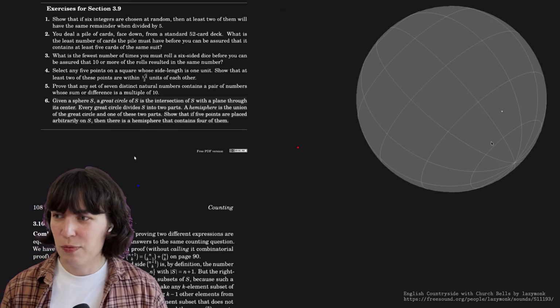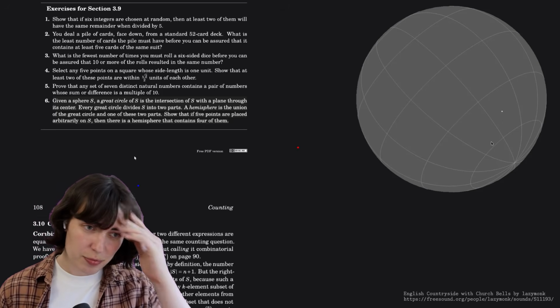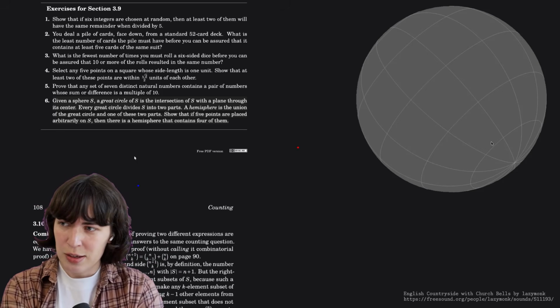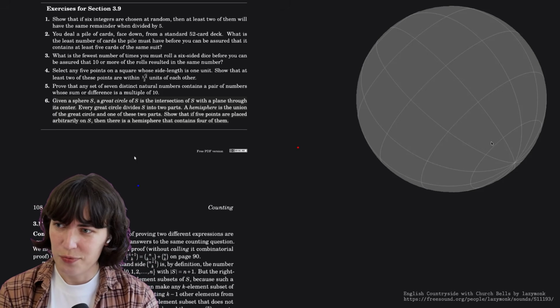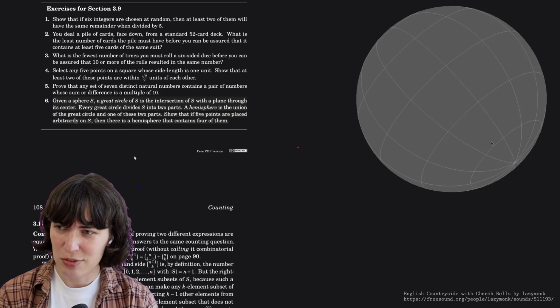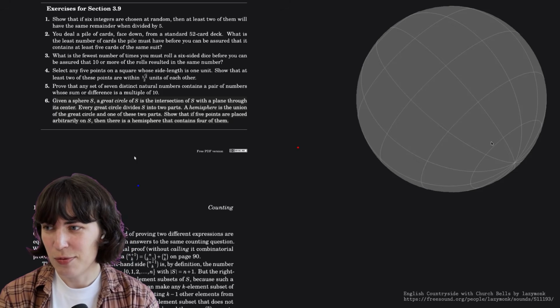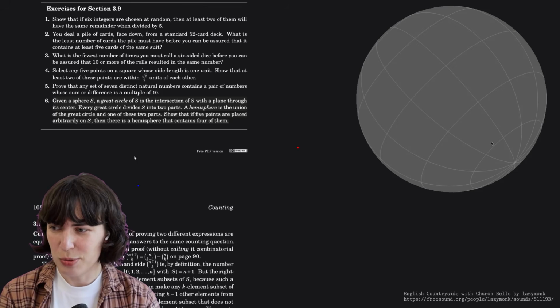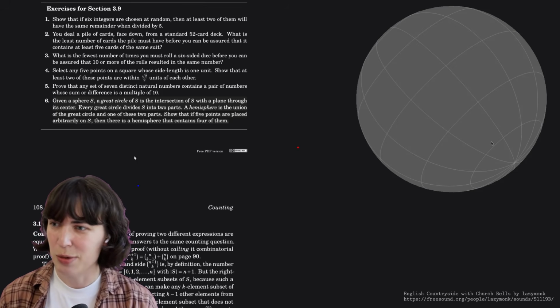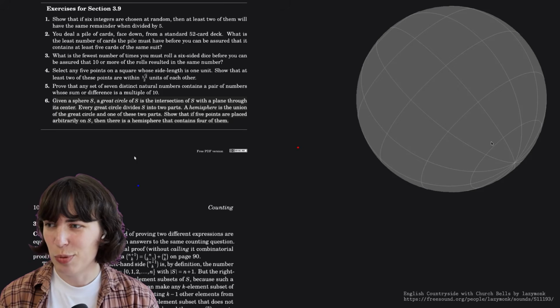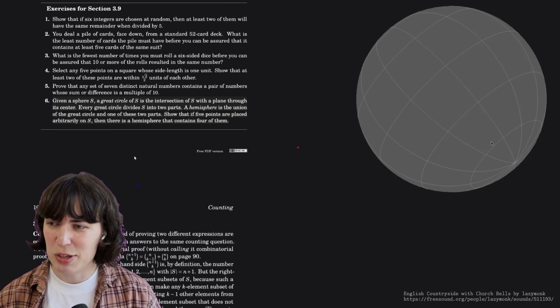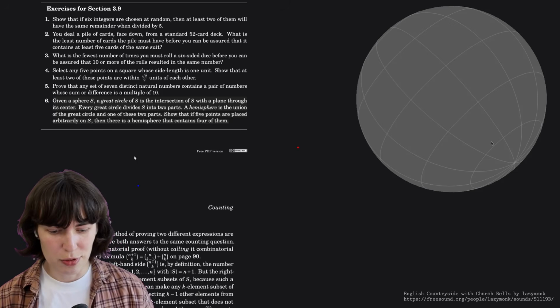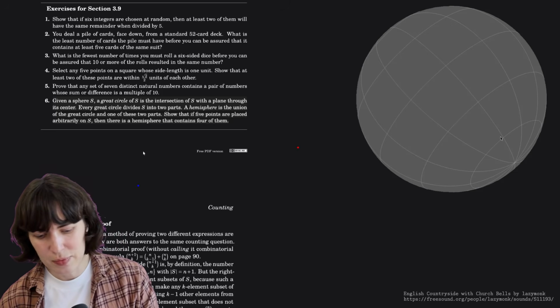Okay, so the challenge is, given a sphere S, a great circle of S is the intersection of S with a plane through its center. If a great circle divides S into two parts, a hemisphere is the union of the great circle and one of those parts. So this is crucial because we get the middle. We're allowed the middle. Show that if 5 points are placed arbitrarily on S, then there is a hemisphere that contains 4 of them.